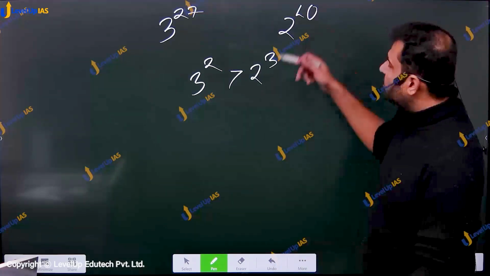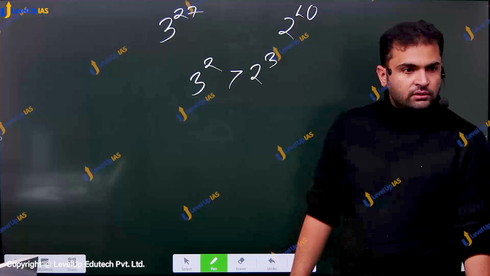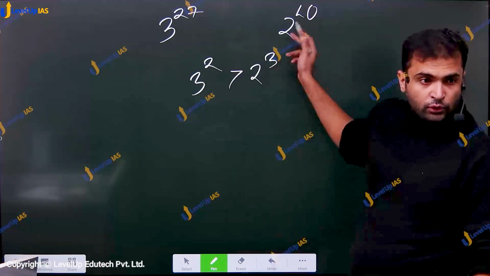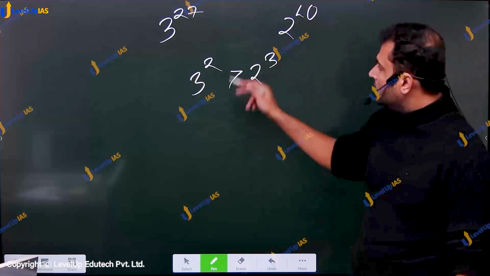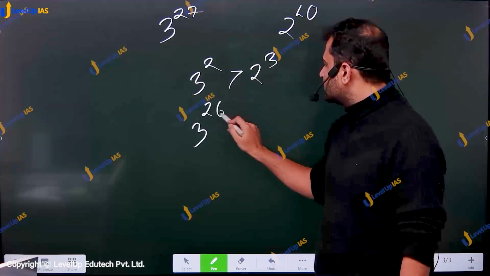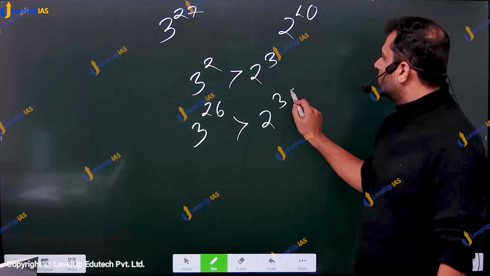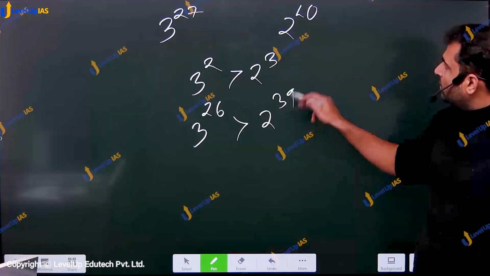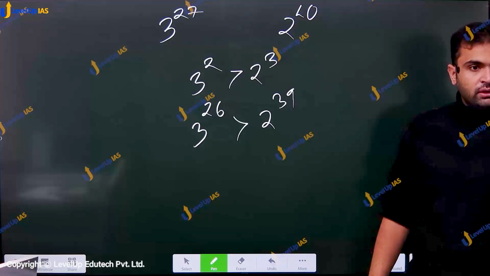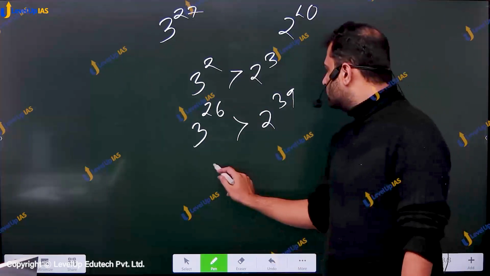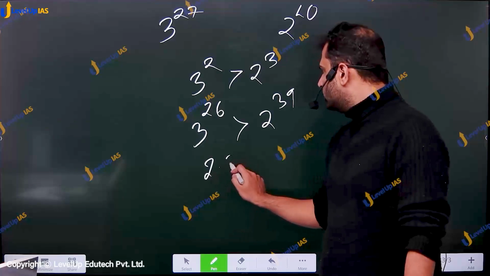We can take 13th power on both sides. 13 threes are 39. We want to go to 2 raised to 40. So I take 13th power and I'll get 3 raised to 26, which is greater than 2 raised to 39. And I'll just have to multiply by 2 to arrive at 2 raised to 40. So I multiply by 2 on both sides. So I'll get 2.